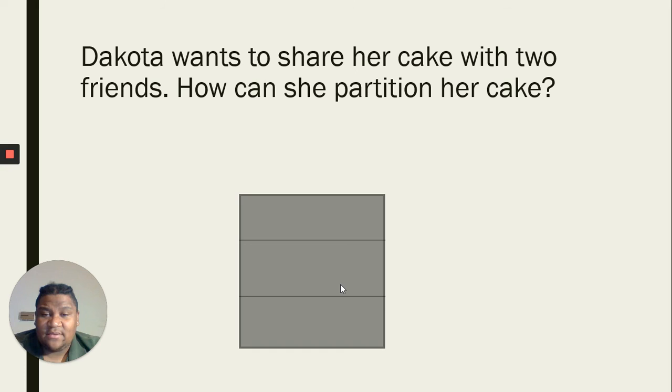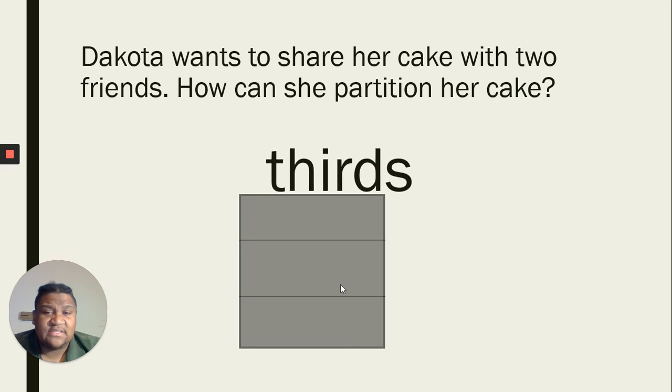What about this cake? 3 equal shares. 3 equal shares, we call that thirds. What is the fractional unit? 1/3, 1/3, 1/3.